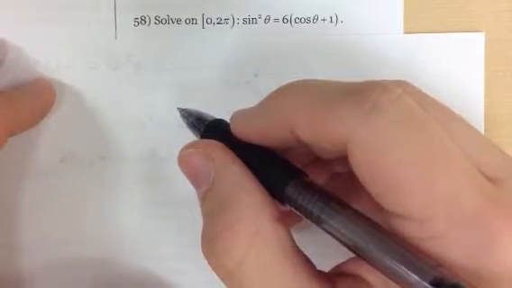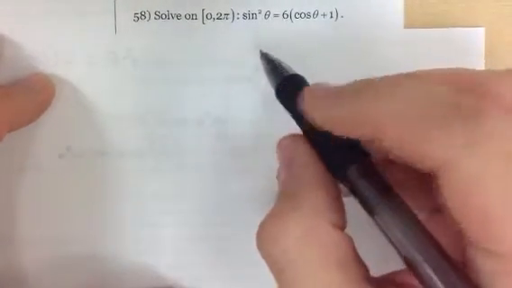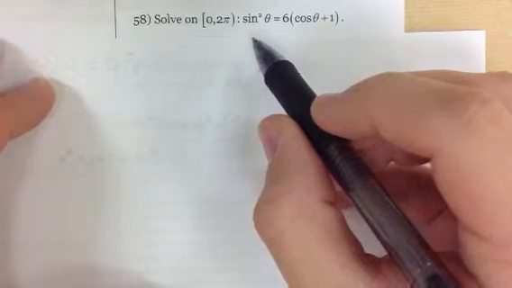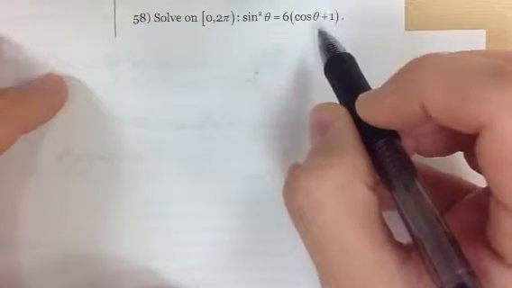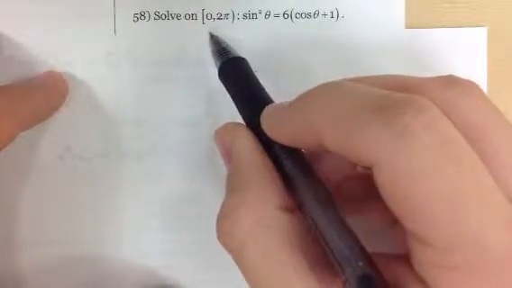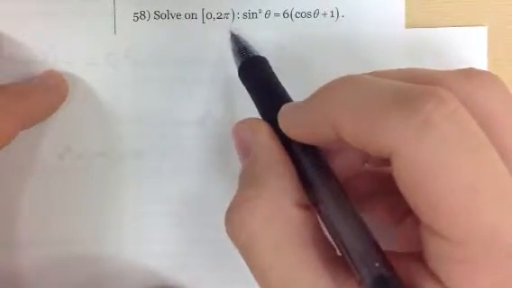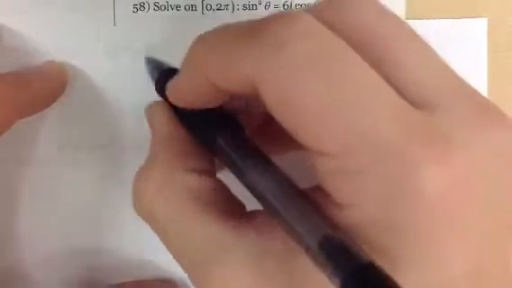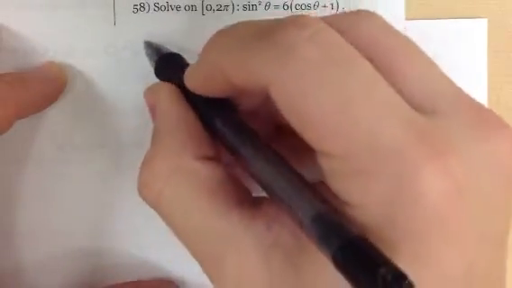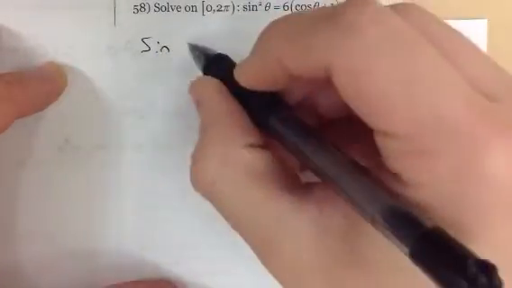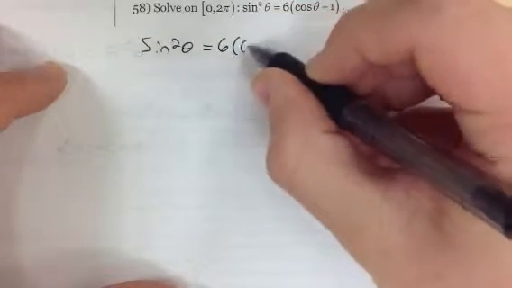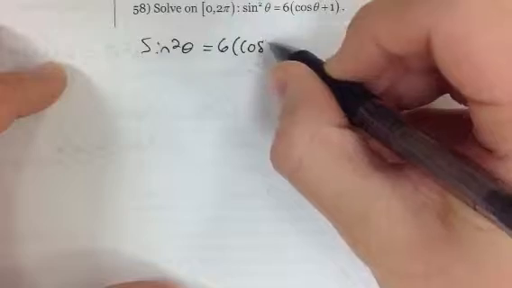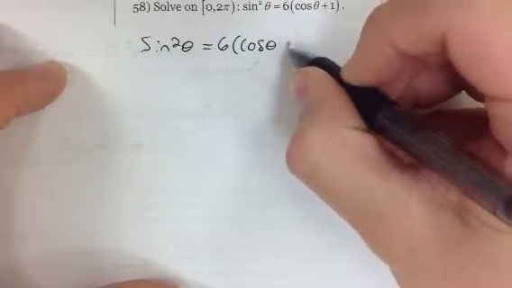Okay, I'm going to do problem number 58, and the equation asks us to solve sine squared theta equals 6 cosine theta plus 1 on the range of 0, including 0, to 2 pi, not included. So let's go ahead and rewrite the original equation. Sine squared theta equals 6 times cosine theta plus 1.